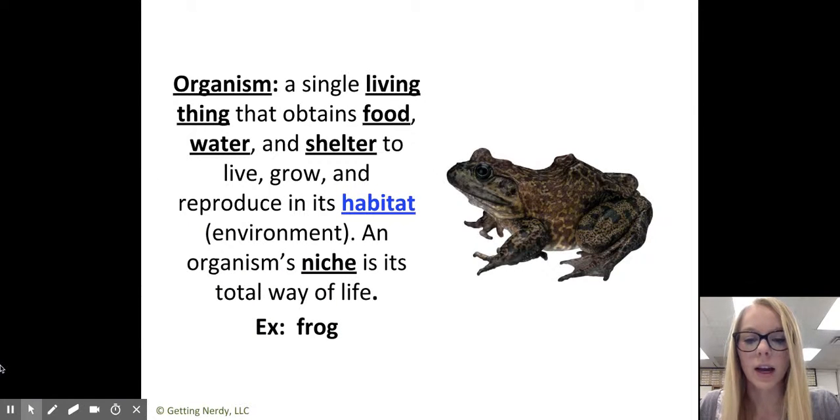Let's now dive into what each level of ecological organization means. An organism is a single living thing that obtains water, food, and shelter to live, grow, and reproduce in its habitat or its environment. An organism's niche is its total way of life or its lifestyle. In this example, we will continue with the frog.